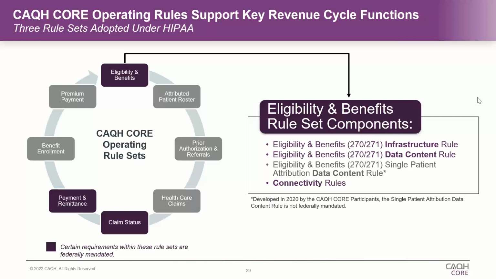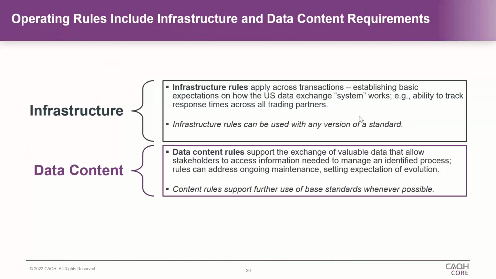Within the eligibility and benefits operating rule sets, there are 4 operating rules. There is an infrastructure rule, a data content rule, a new rule created in 2020 to share patient attribution information to support value-based payment arrangements, as well as connectivity rules to create consistent means of exchanging this data. On the next slide, we define infrastructure and data content operating rules, and these are really the 2 types of operating rules that exist in the industry.